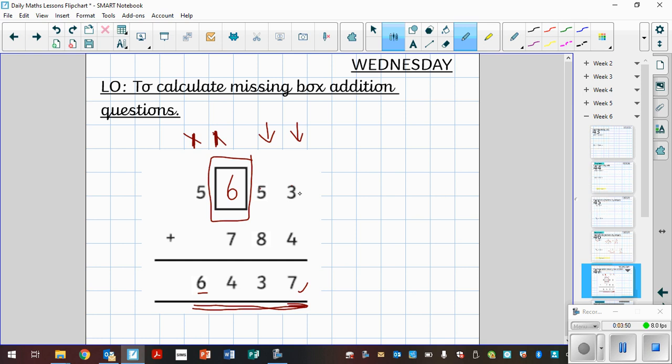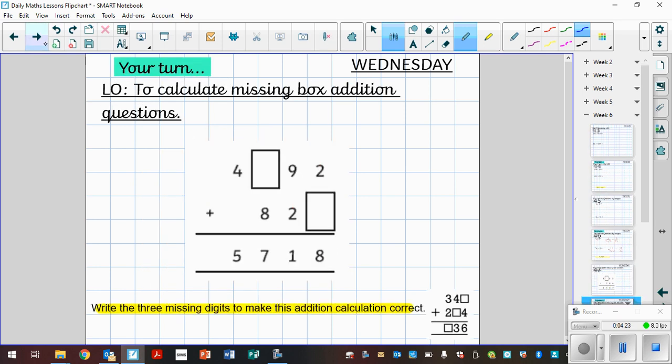I'm going to do it in a different colour pen actually. 3 plus 4 is 7, so that part is right. 5 plus 8 is 13, so the 3 is correct. We are exchanging 1. 1 plus 6 is 7, plus 7 is 14, so the 4 part is right, and we're exchanging another 1. 1 plus 5 is 6. Brilliant, we've got that right. Fantastic.